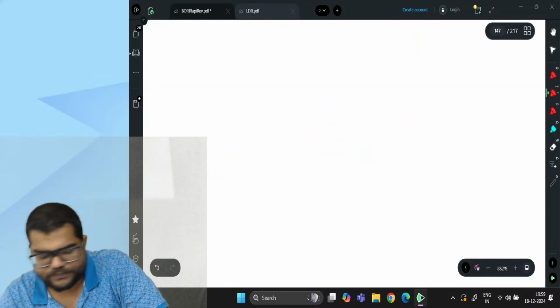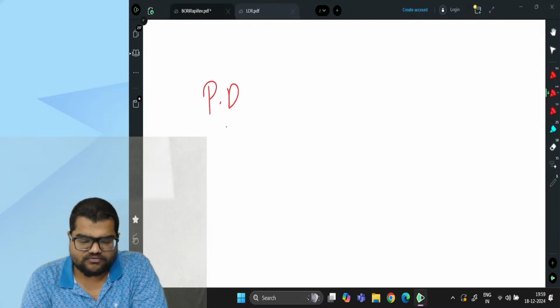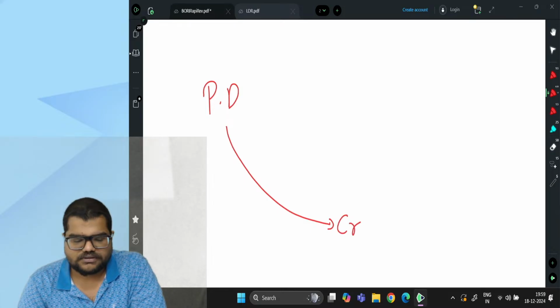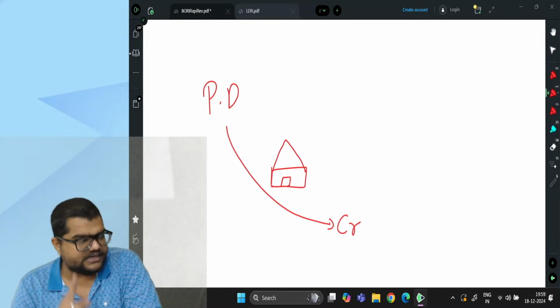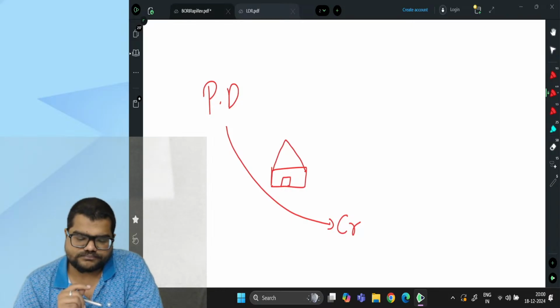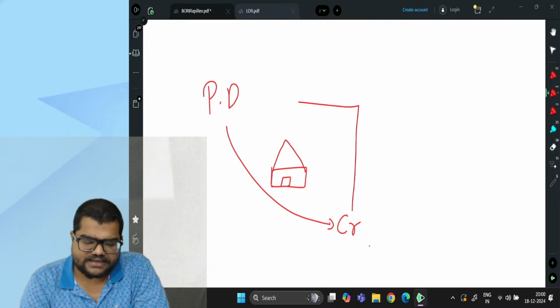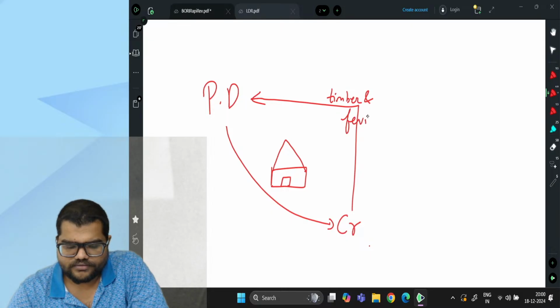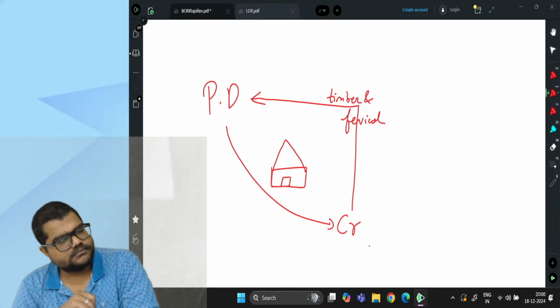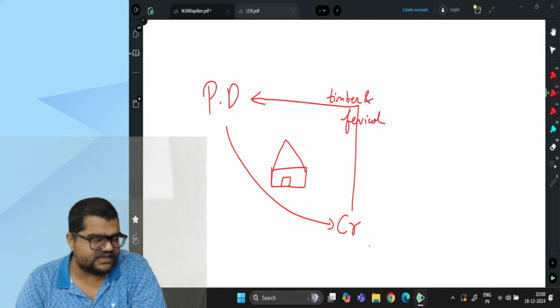Okay, here in front of you. So we had a contract by which the principal debtor was supposed to make a house for the creditor. For this house, the creditor would supply to the principal debtor timber and Fevicol. Now, the principal debtor will do his work on time and perfectly. We have a surety.